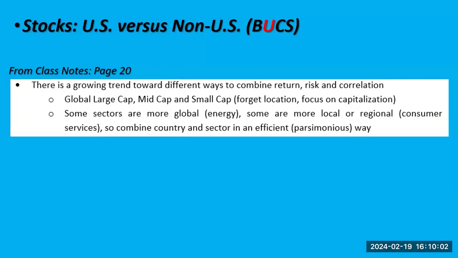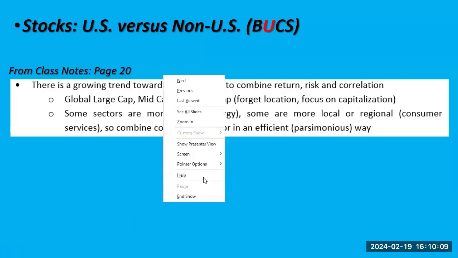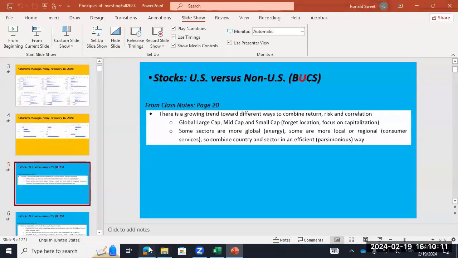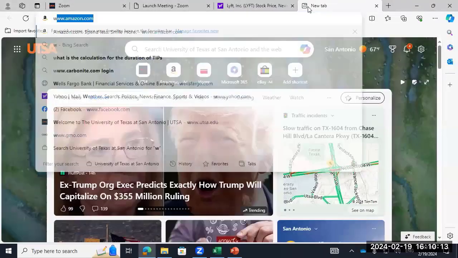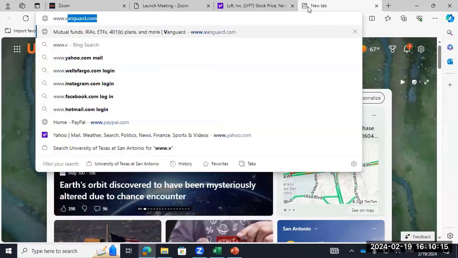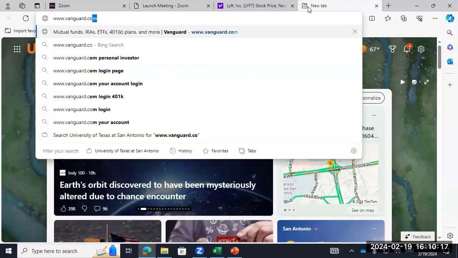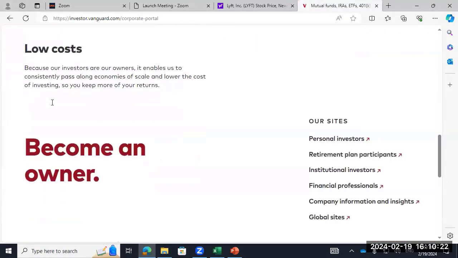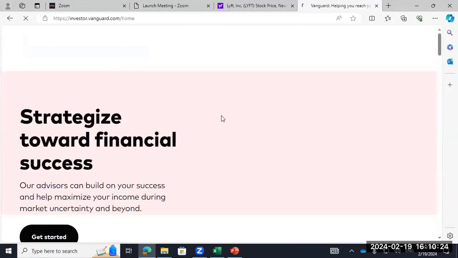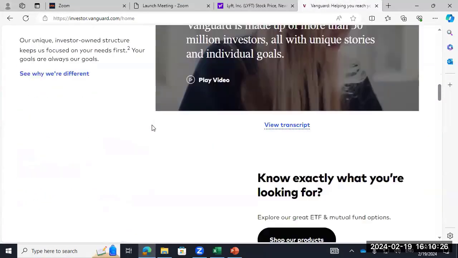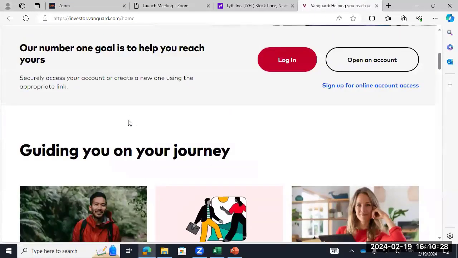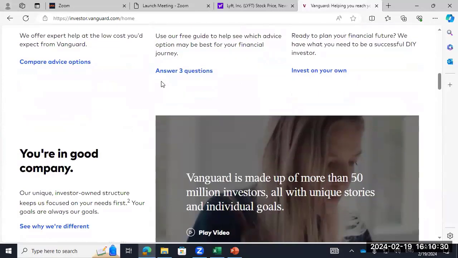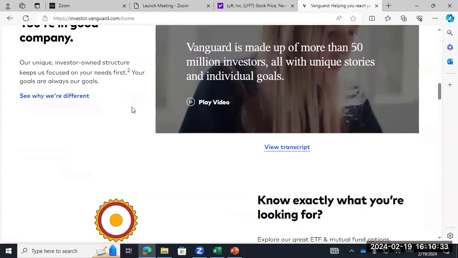The approach I'm giving you, US, developed, emerging, and frontier, is still the most common approach. You'll notice that. In fact, we can go look real quick. So with Vanguard, personal investors. We can look at their, answer 3 questions. I wonder what their 3 questions are.